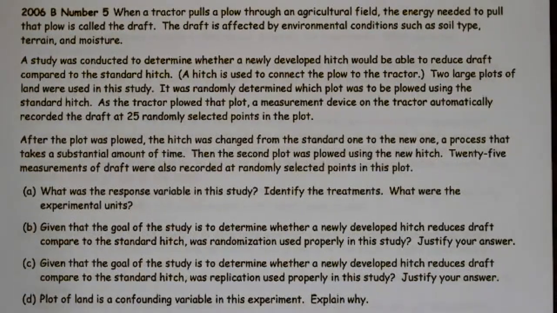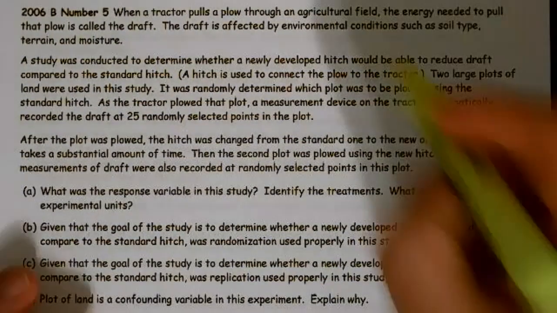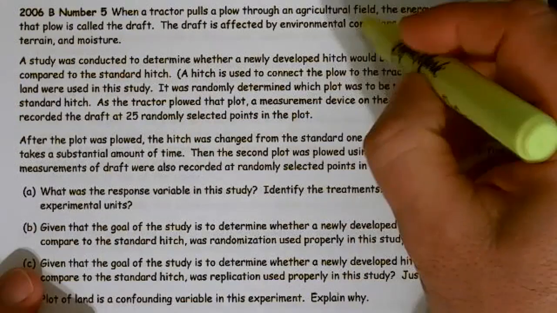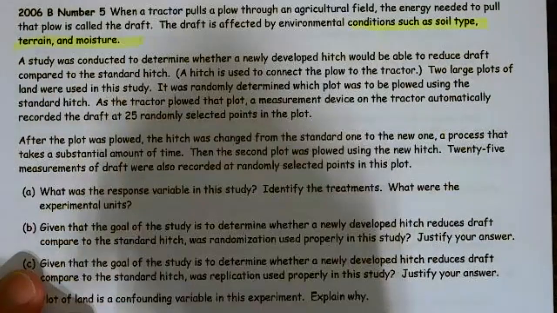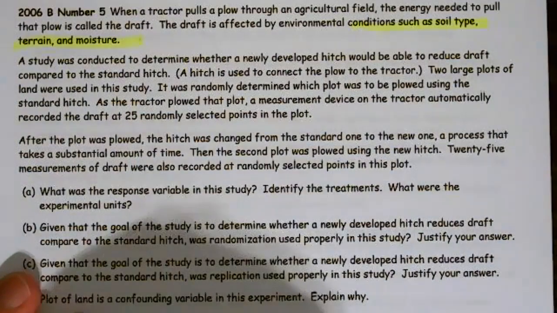So here we go. When a tractor pulls a plow through an agricultural field, the energy needed to pull that plow is called the draft. The draft is affected by environmental conditions such as soil type, terrain, and moisture. So that's kind of important there. This is actually going to help us out later because they're saying the energy necessary to pull the plow is impacted by these things.